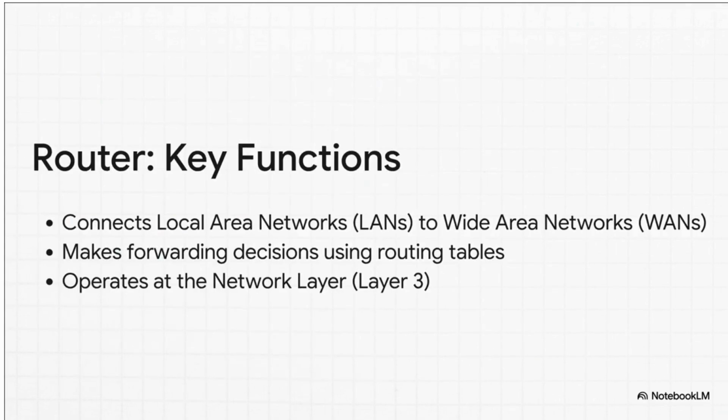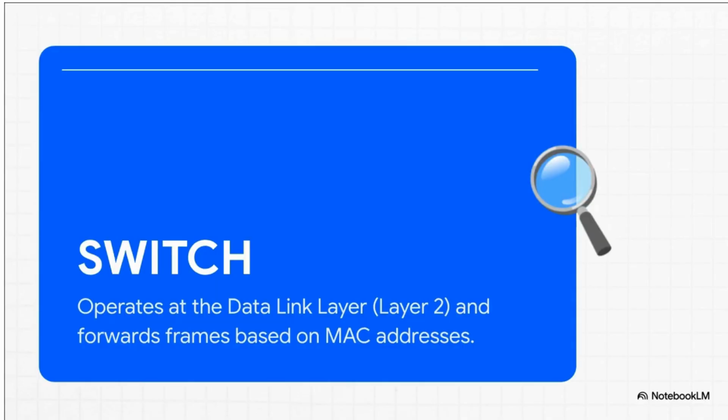The most critical thing to remember about a router, and this is huge for the exam, is that its main job is to connect different networks. It connects your little world, your local area network, or LAN, to the great big world outside, the wide area network, or WAN. And it does that by using its routing table, which is basically its own personal address book for the entire internet.